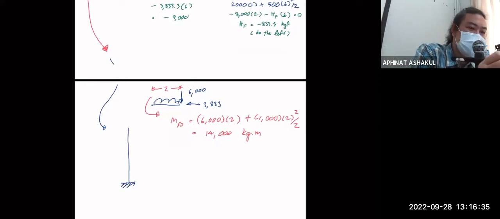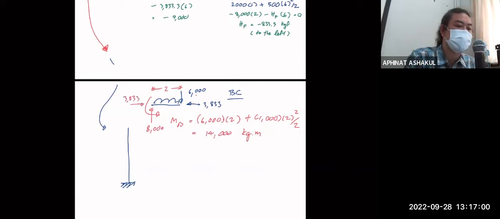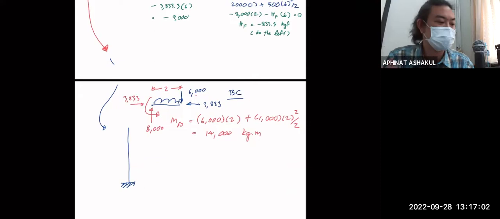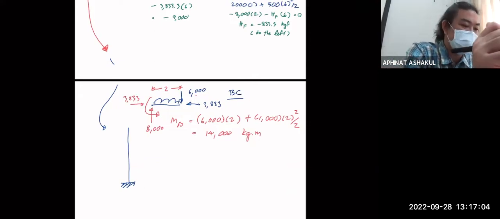So this is how do we call it? BC, right? We're done. Not really, but we need to complete this. So this is how much? It's 6,000 plus this total is 2,000, so that's 8,000, right? And again, we have the axial force, another 3,833. Now that's complete.